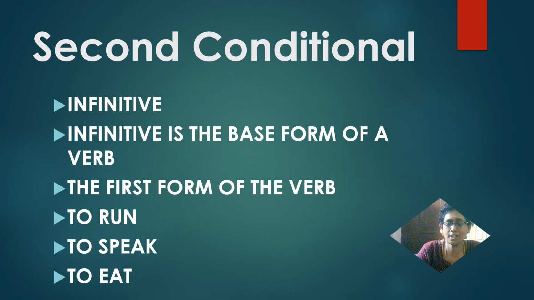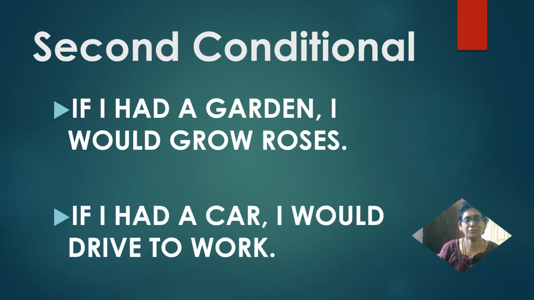We were talking about the infinitive. Infinitive is the base form of a verb. Please keep it in mind. The first form of the verb, like to run, to speak, to eat. All these are infinitives. So the second conditional has the infinitive. Again, a few examples for the second conditional. If I had a garden, I would grow roses. What does that mean? I don't have a garden. If I had a garden, I would grow roses.